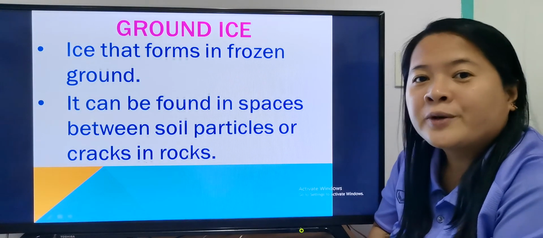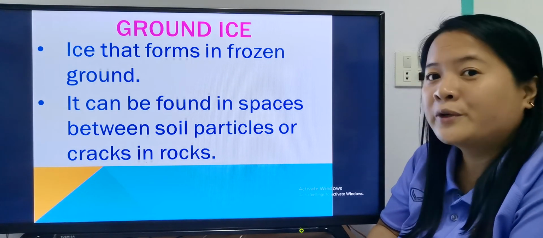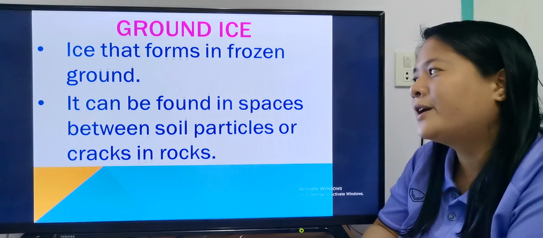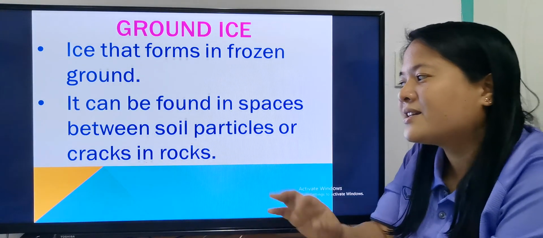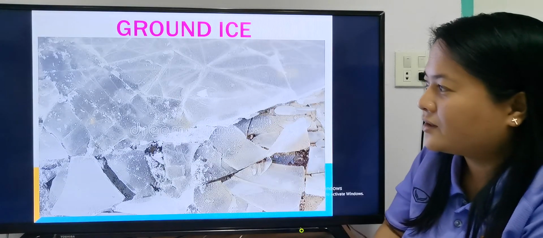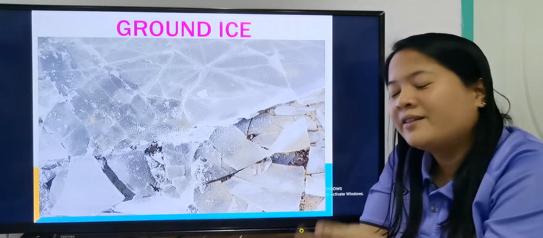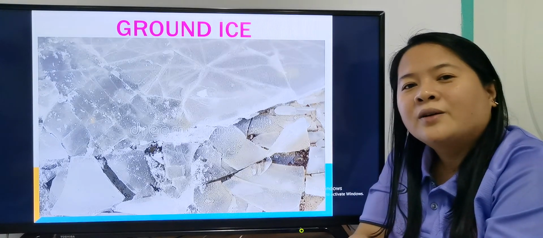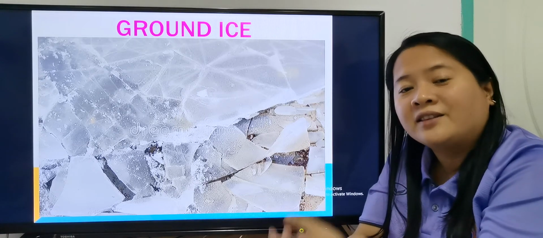Another one is ground ice. When you say ground ice, it is the ice that forms in the frozen ground. It can be found in spaces between soil particles or cracks in rocks. So I have here a picture of ground ice. Permafrost and ground ice, you can find them in cooler places, in higher latitude or higher altitude.